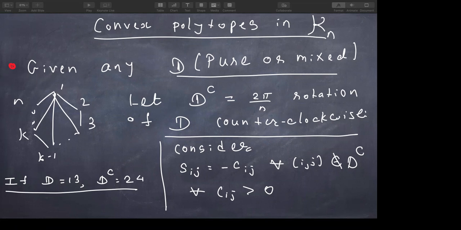So given a D, let's consider DC as a dissection which is obtained by just counterclockwise rotating D. Just to give an example, in the line on the left, if D is 1,3, then DC is just 2,4. Now you look at the following equation. We will see how they are derived; I'm just giving you the result for now. Take the Sij's. Remember, Sij's are just linear combinations of Xij's. And look at these linear equations: Sij equals minus Cij for all the ij chords which are not in DC. So in this case you put S13 equal to minus C13, but that's it, only one equation in the case of A4. And you demand that the C's are positive.